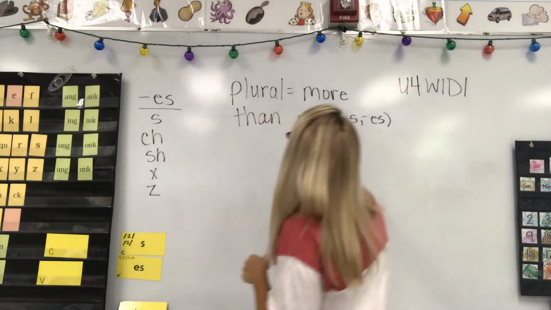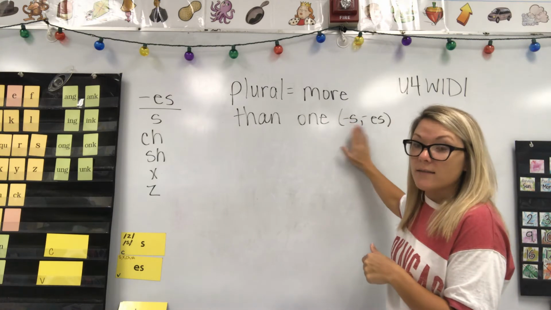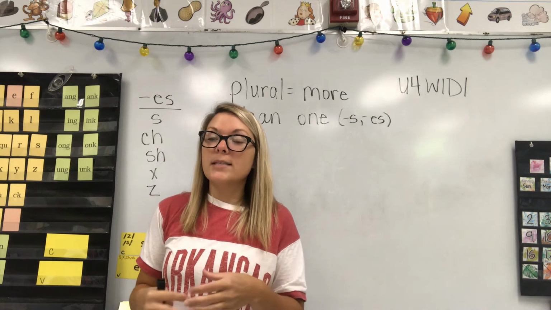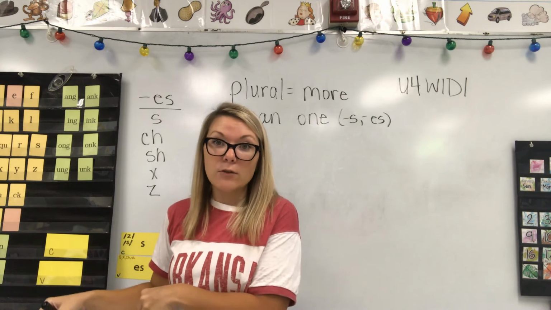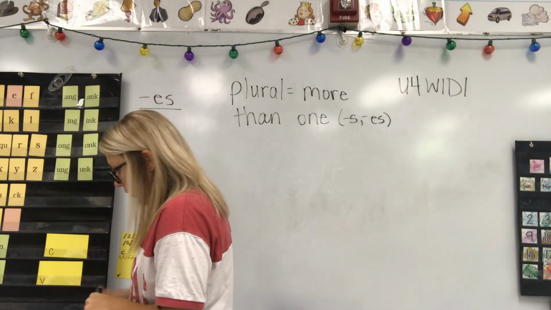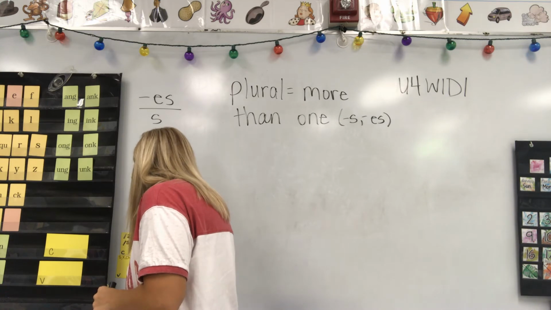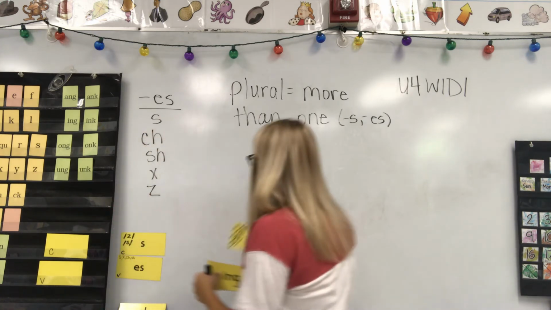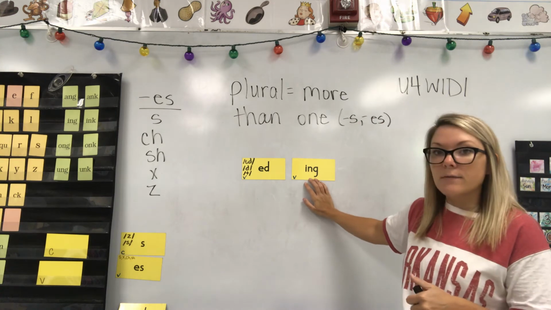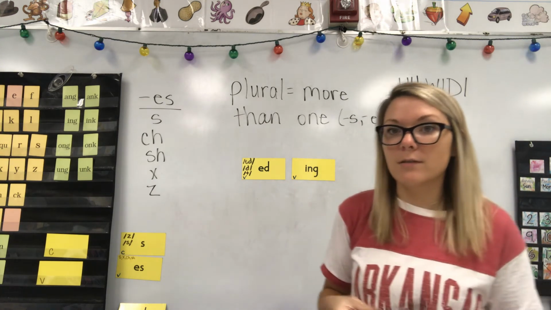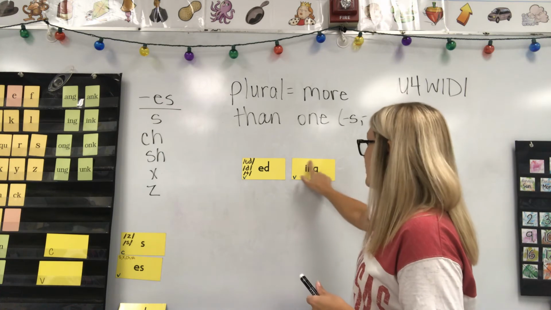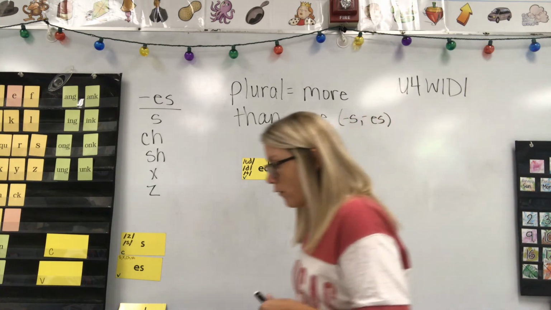Plural is more than one, so that's going to be your suffixes S and ES. Now we have some other suffixes that mean maybe somebody is doing something or they've already done it. Some of these are action suffixes. We're going to look at these two suffixes, suffix ed and suffix ing. Do you think these are going to be vowel suffixes or consonant suffixes? Ed starts with E, so it's going to be a vowel suffix. Ing starts with an I, another vowel suffix. So both of those are vowel suffixes.